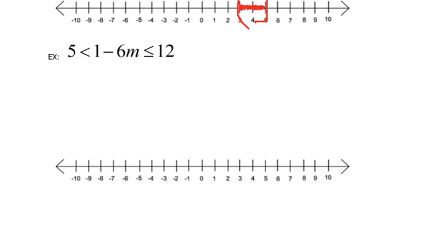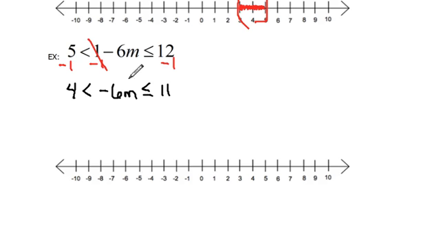Let's look at another one here. This one says 5 is less than 1 minus 6m is less than or equal to 12. So again, we want this very center, we want the variable alone. So I'm going to subtract 1 first to get rid of that. Now I can do that as long as I do it to all three parts. So now on the very left we have 5 minus 1, which is 4, less than negative 6m, less than or equal to 12 minus 1 is 11.